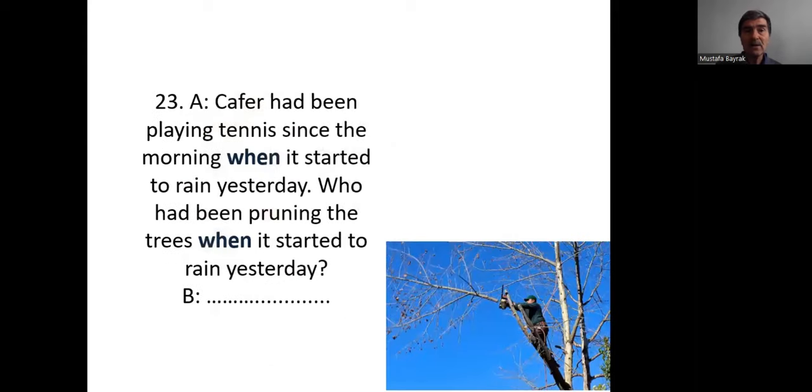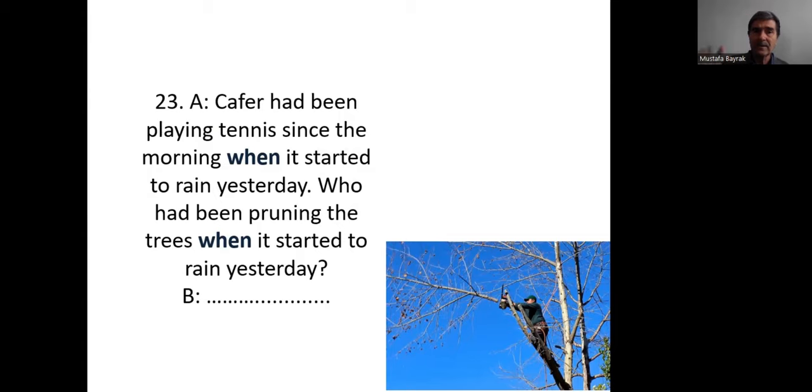23. Jafer had been playing tennis. Jafer had been playing tennis since the morning when it started to rain yesterday. Who had been pruning the trees when it started to rain yesterday? Cemal Bey had been pruning the trees, the fruit trees, when it started to rain yesterday. Until an event in the past. Until a point of time in the past, when it started to rain, he had been pruning the trees.